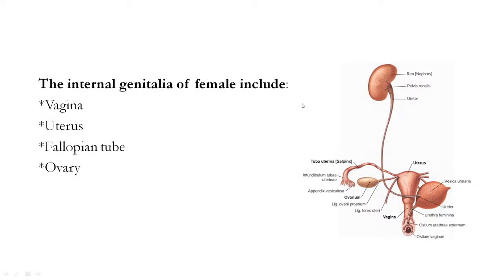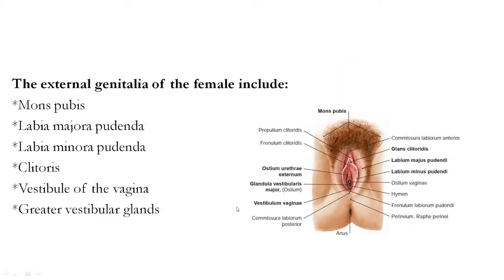The internal genitalia of the female include the vagina, uterus, fallopian tubes, and ovaries. The external genitalia of the female include the mons pubis, labia majora pudenda, labia minora pudenda, clitoris, vestibule of the vagina, and greater vestibular gland.